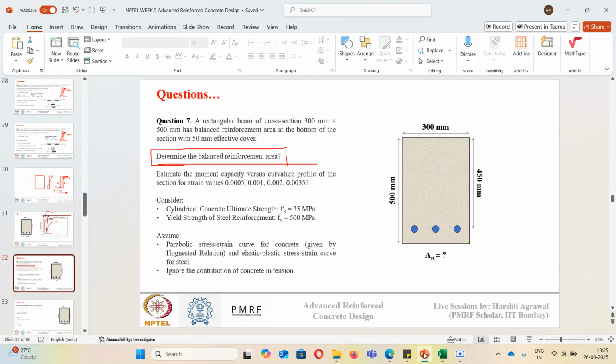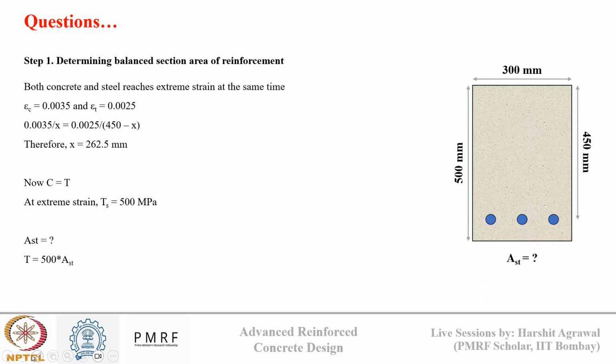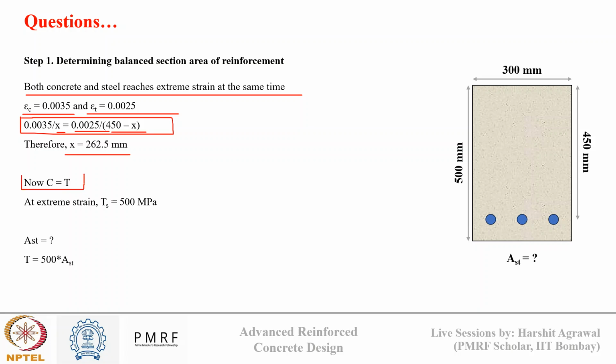Okay, so I will just tell you this process of how the balanced reinforcement calculation is done, as we have discussed right now. At balanced condition, we know both concrete and steel reach the extreme strain at the same time. So strain in concrete is 0.0035, strain in steel is 0.0025. Now from the strain compatibility equation, I can write this equation: 0.0035 upon x is equal to 0.0025 upon 450 minus x. So I will get the depth of neutral axis. Now we know C is equal to T. This is the force equilibrium condition we know.